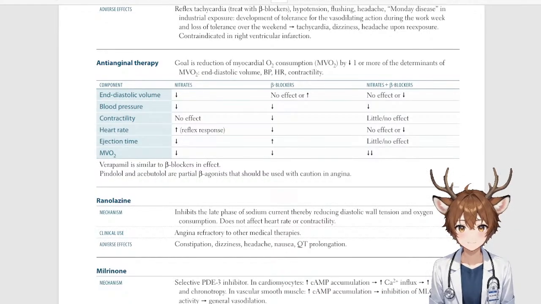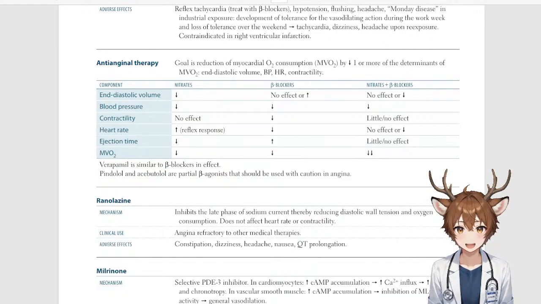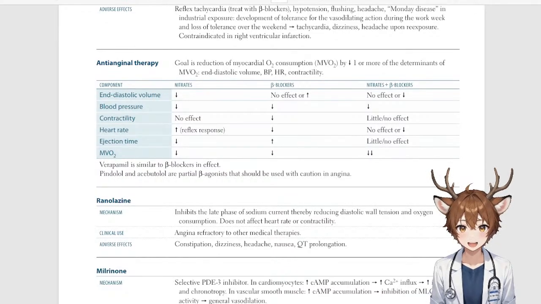It says here, non-dihydropyridine calcium channel blockers like verapamil and diltiazem are similar to beta blockers in effect. Okay.